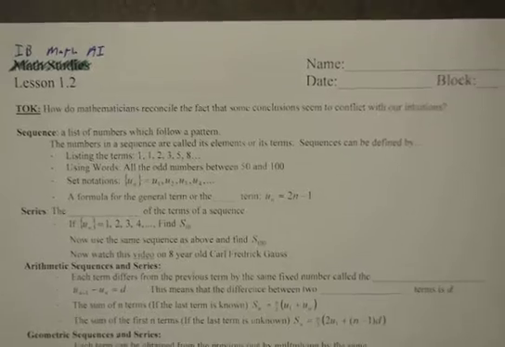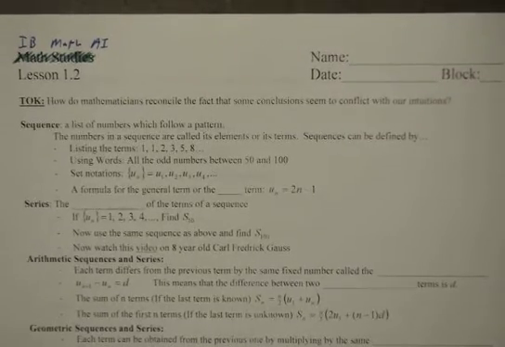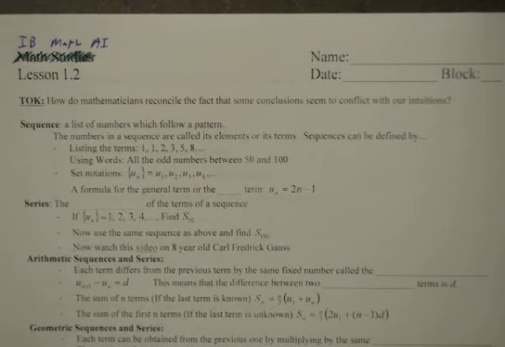So here's an interesting question. How do mathematicians reconcile the fact that some conclusions seem to conflict with our intuitions? For example, we can find the area of things that have infinite perimeters. Yeah, it can be done in calculus. We'll do it this year. When we do integrals, there are shapes with infinite perimeters, yet they have a finite area.